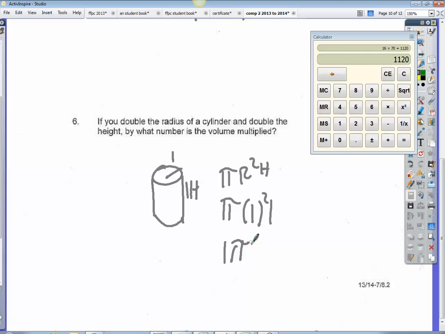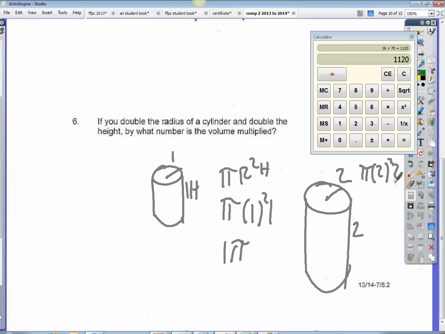So let's do this. We'll double the radius. So now we have 2. And this is 2, and double the height. Okay. So you have pi times 2 squared times 2. We get 8 pi. So it's 8 times bigger. And that's it. That is the end of it. Short and sweet.